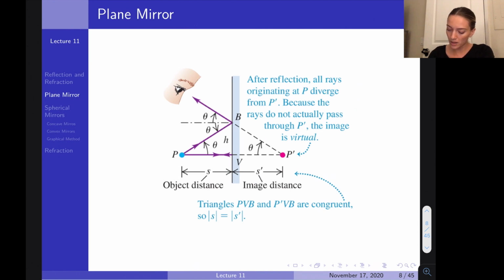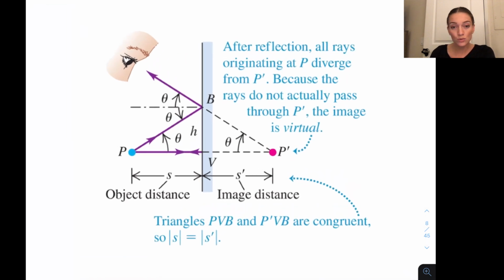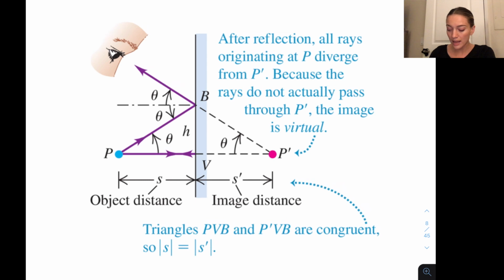So we have here point P, the object, and point P prime, the image. And then we denote the distance from the surface of the mirror as S for the object distance and S prime for the image distance. Since this is geometric optics, you can use geometry to show that S and S prime have to be the same magnitude. So you can make your triangle here. You've got this flat mirror surface. You have the object distance S.